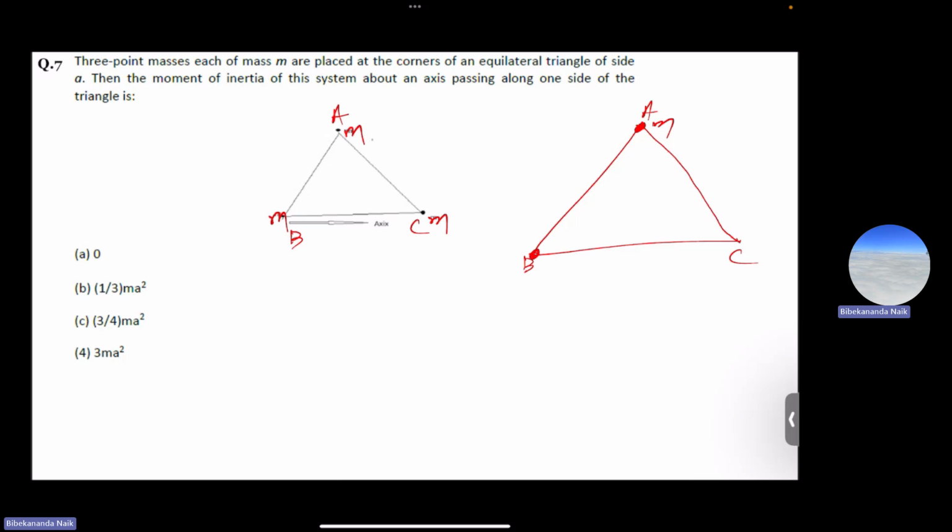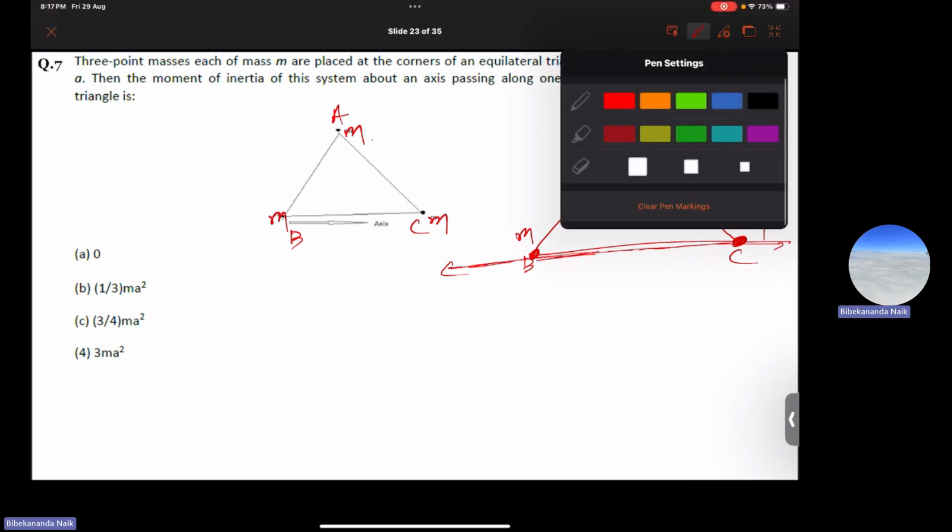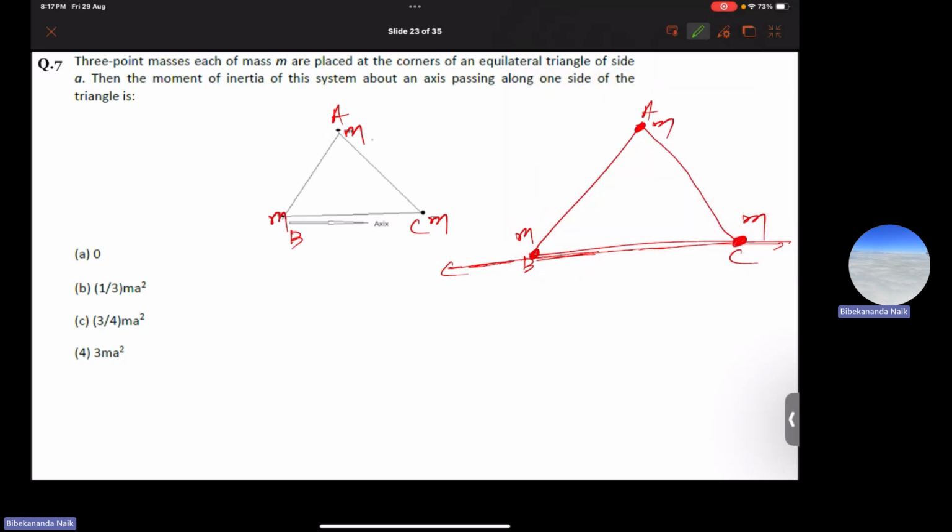Here is mass M, and here is mass M, and we need to find out the axis passing along one side. Suppose this is the axis. So this is the axis along which we need to find out the moment of inertia of the system.